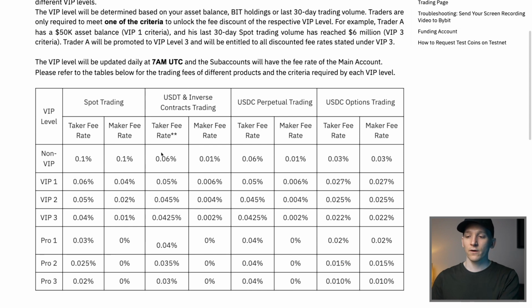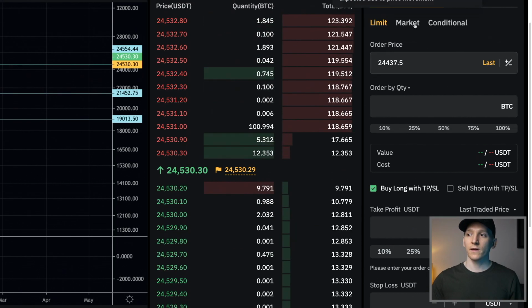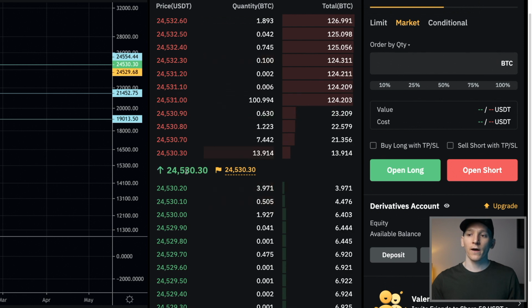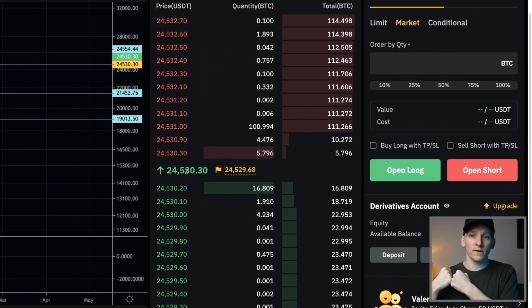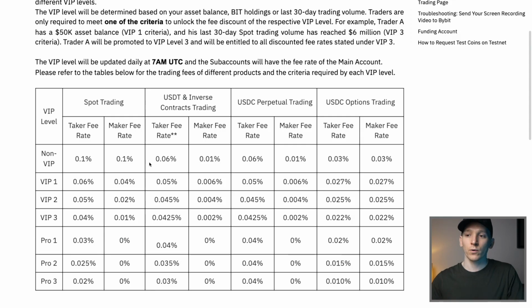And if you are a taker of liquidity, that simply means using market orders, not choosing the price and just lifting everyone else's liquidity off the book. You are a taker of liquidity. You pay a slightly higher fee, as you can see, 0.06.